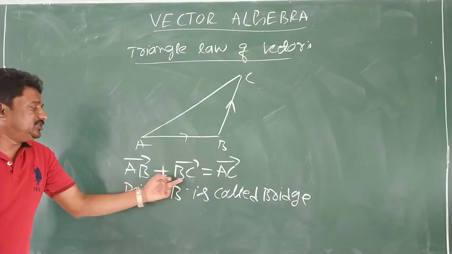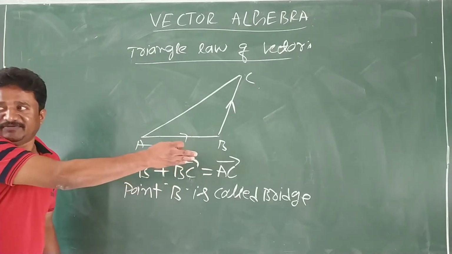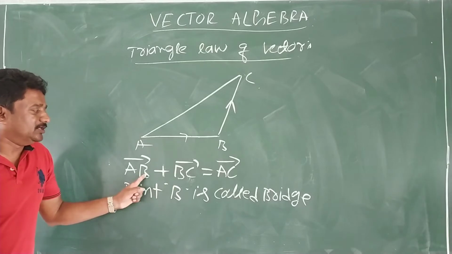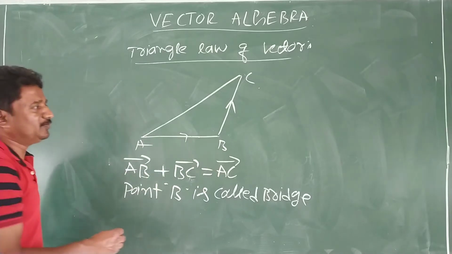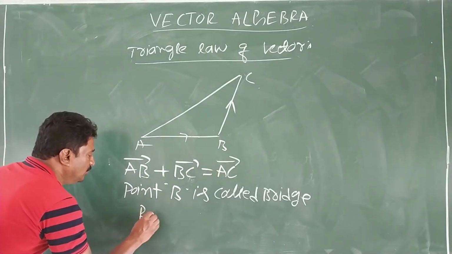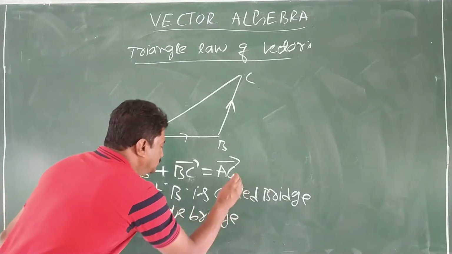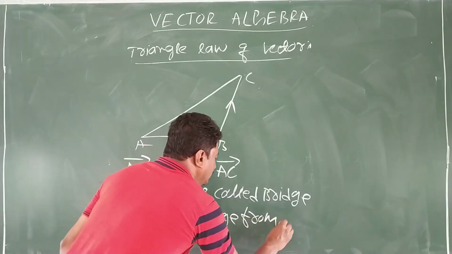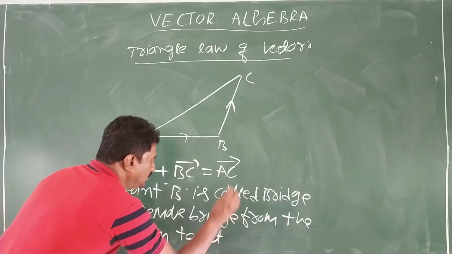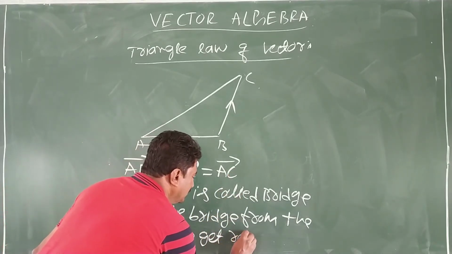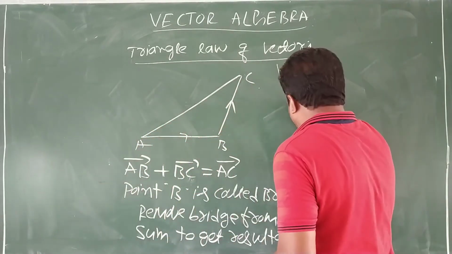One thing you observe, students: in a triangle, you just remove the bridge from the sum. If you remove the bridge, the link, from the sum, you will get the resultant vector. So remove the bridge from the sum to get the resultant vector. This is called the triangle law.